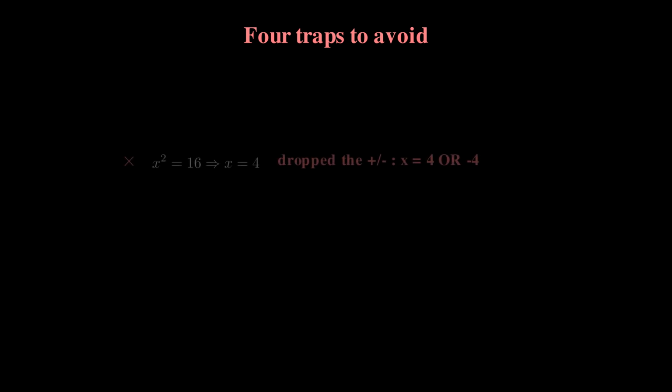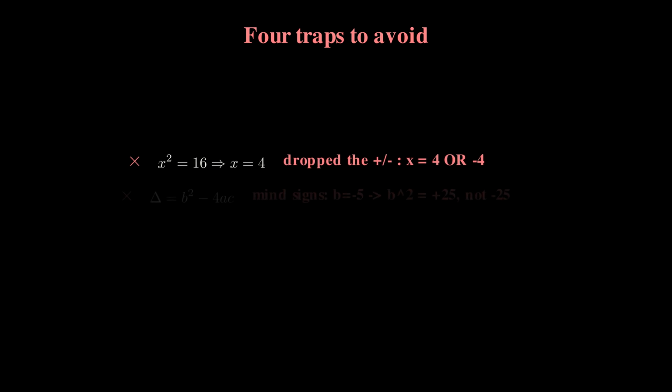Finally, the 4 traps. 1. Dropping the plus or minus. x² = 16 has 2 answers, 4 and −4. And that same slip loses a whole solution in find-k questions. 2. Sign errors in delta. If b is −5, b² is +25. Never −25. Square first, then worry about signs.